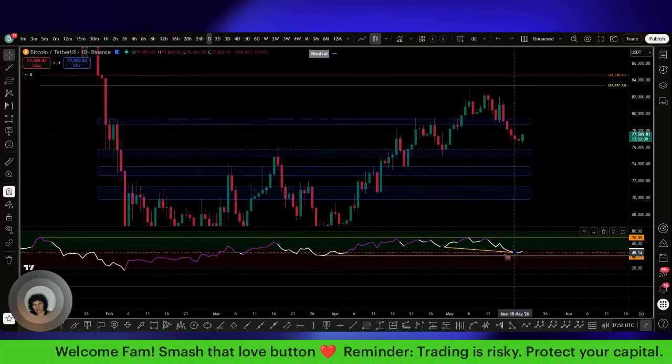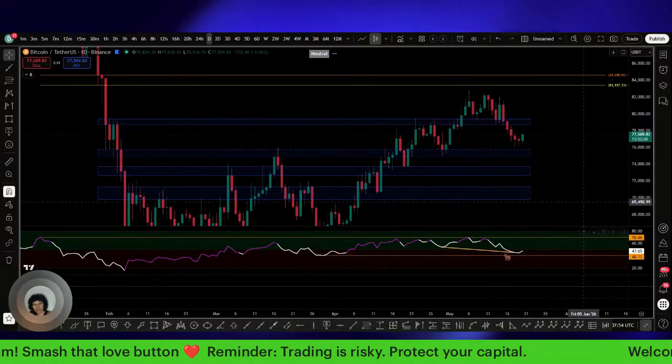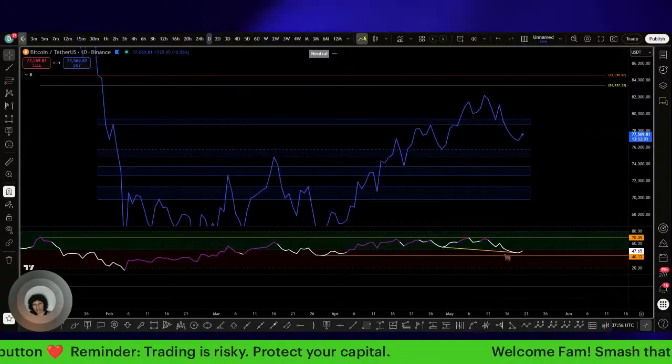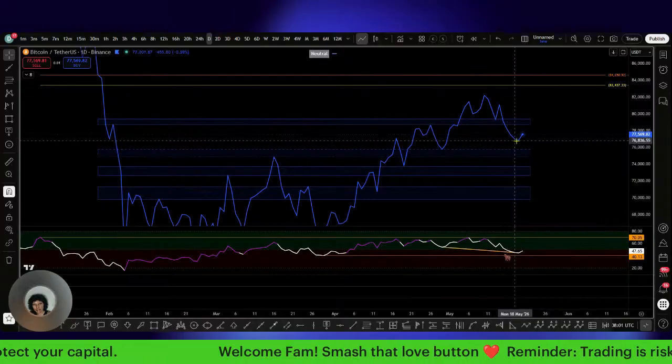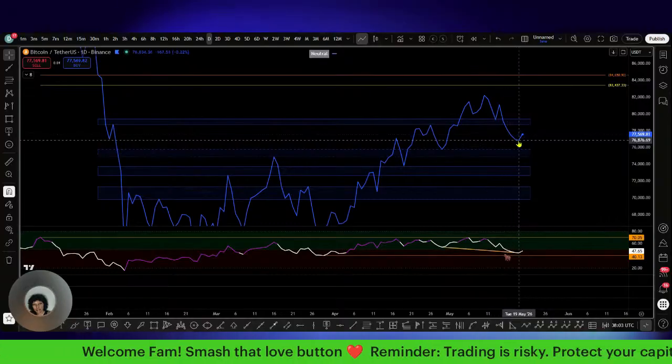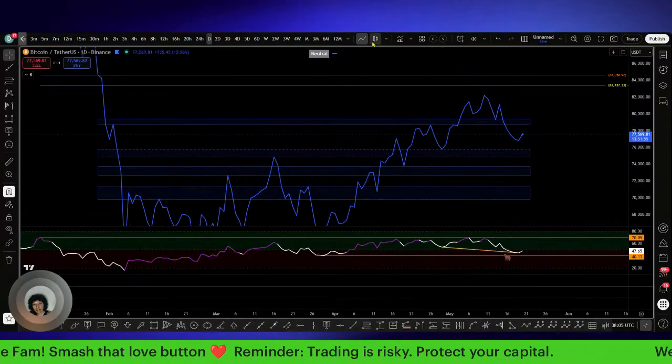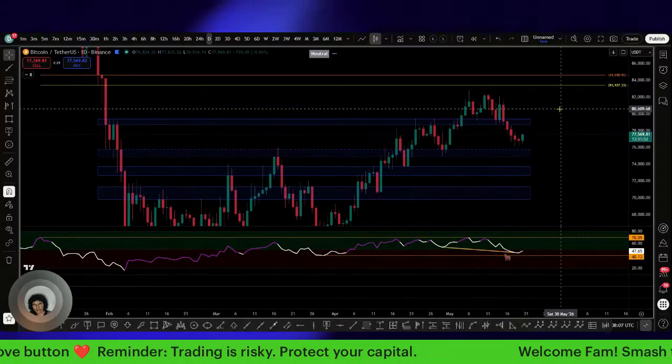So it looks like we're starting to print on this bullish div right here on this daily. Look at that. Beautiful, beautiful. Let's hope we can continue with this energy right here.